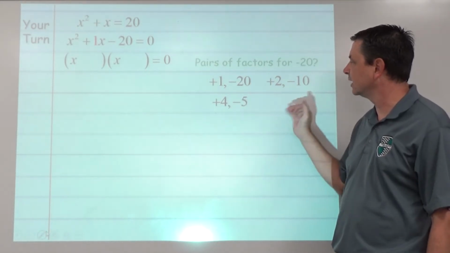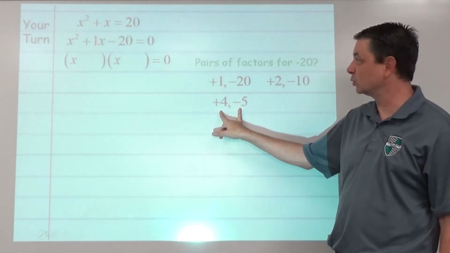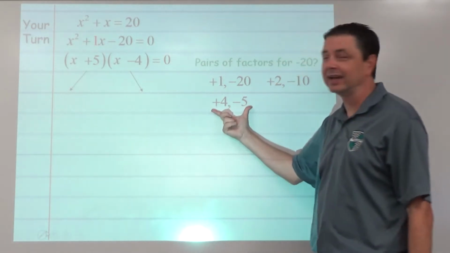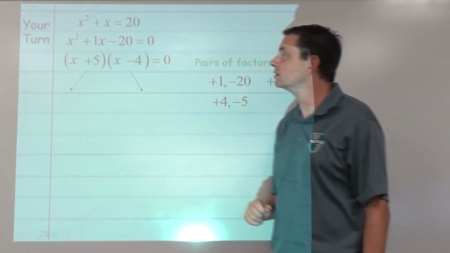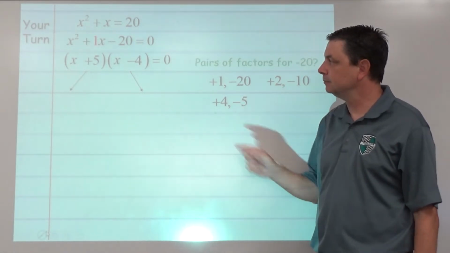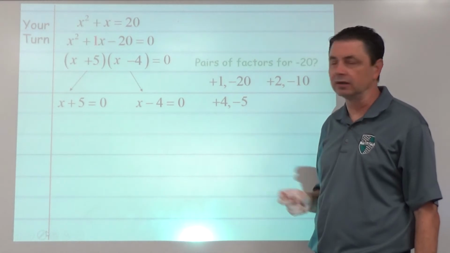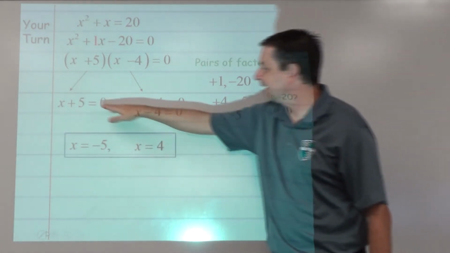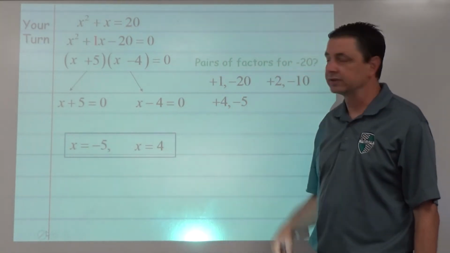And as we try to figure out which one works, this one gets us close, but I think we're going to need to switch the signs. We get a positive 5 and a negative 4. If we had tried these, we would have got negative 1x. So we just switched the signs. Split them. Set them equal to 0. Solve, solve. Our 2 solutions, x equals negative 5 as we subtract 5 both sides. Add 4 to both sides, x equals 4.